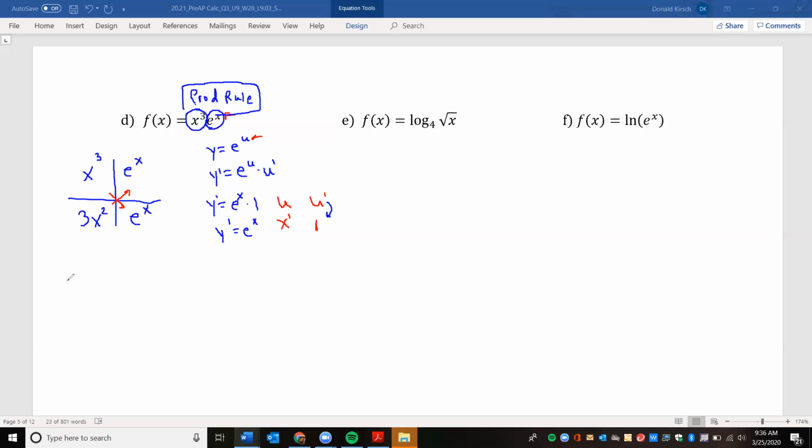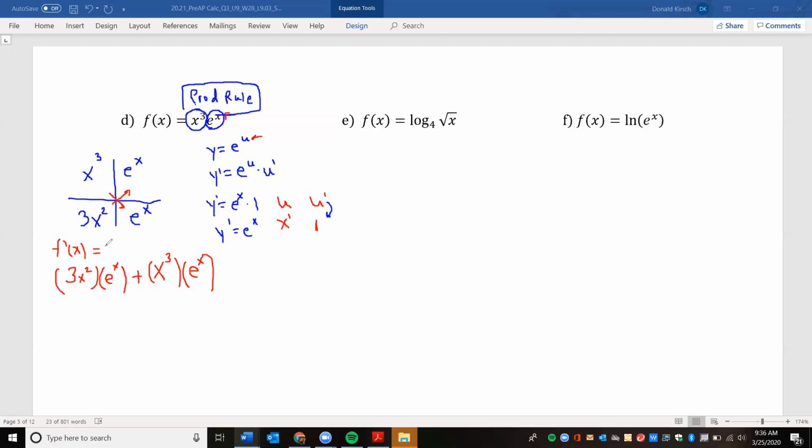So that would be 3x squared times e to the x plus x to the third times e to the x power. This would be our final answer. F prime of x equals all of this.